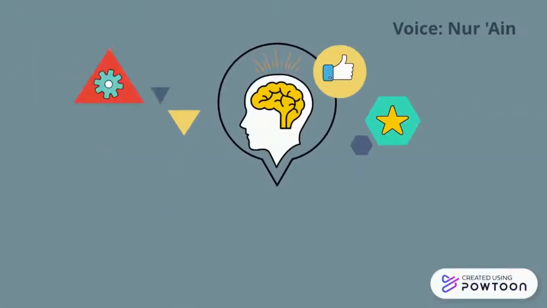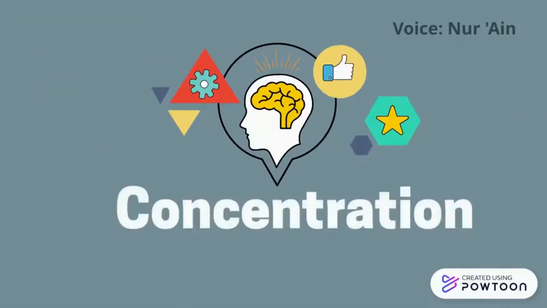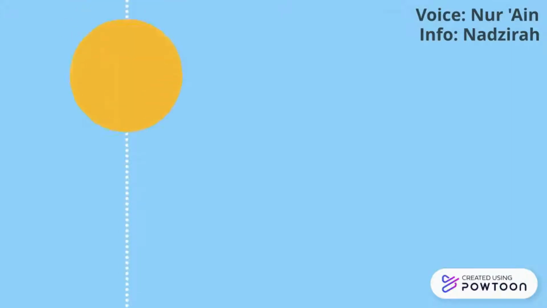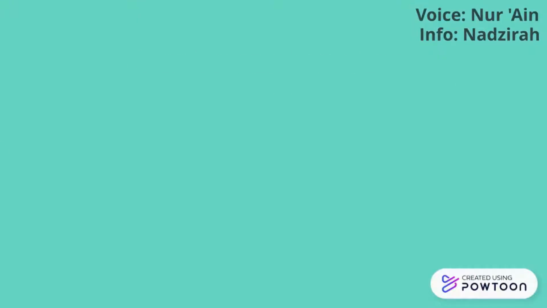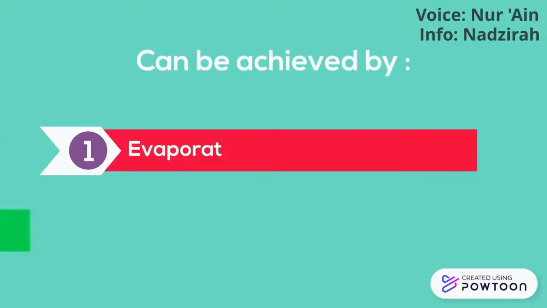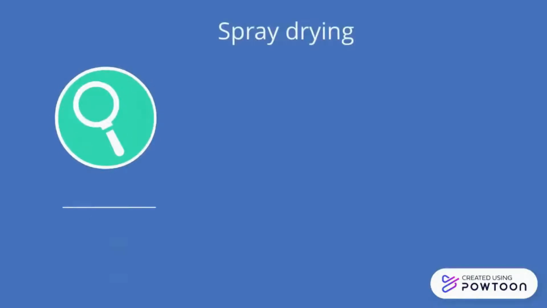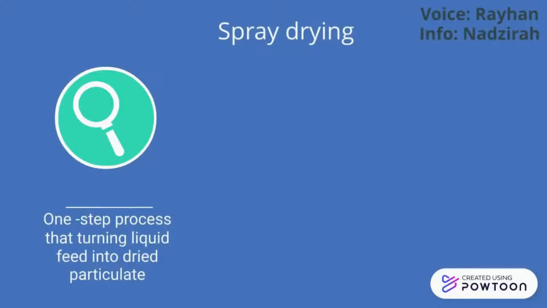Our group will discuss about the concentration. Herbal extract is often concentrated to produce a more concentrated extract or to a solid mass by removing excess solvent. It can be achieved by evaporation process, which is spray drying. Spray drying is a one-step process that turns liquid feed into dried particles.